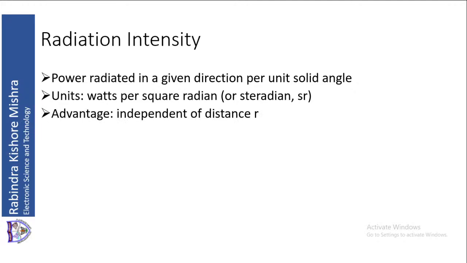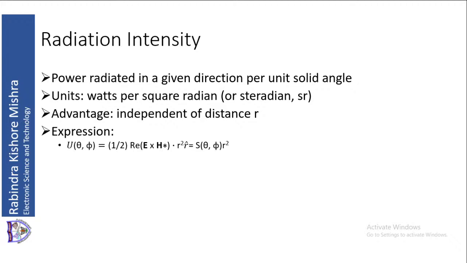The advantage of knowing the radiation intensity is that it is independent of the distance, because by definition it is the power radiated in a given direction per unit solid angle, not at a distance. So the advantage is that it is independent of the distance r. So you drop the distance r from here. Now we'll find out the expression for this.